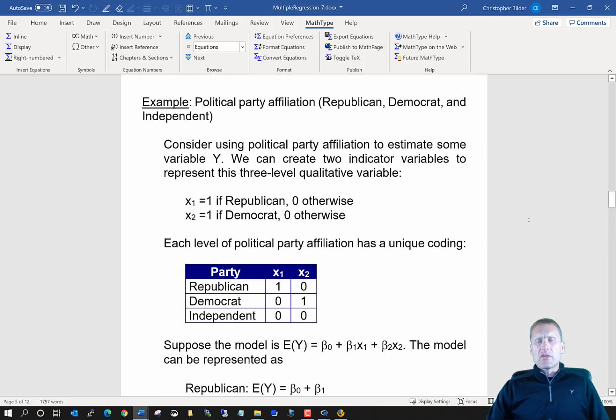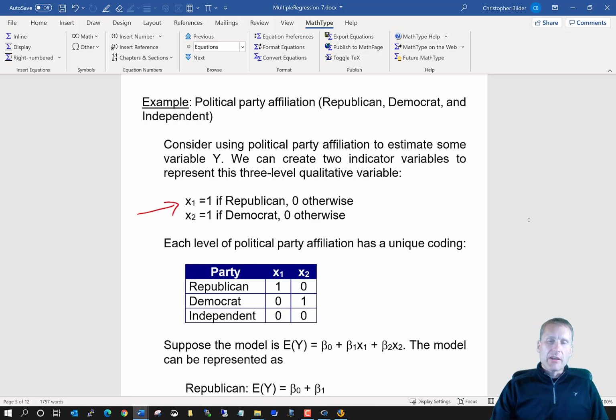Well, let's look at a situation where we have a 3-level qualitative variable and we want to include that in a regression model. Such as political party affiliation, let's say Republican, Democrat, and let's say there's just one other level, we'll call it independent. Then we can form 2 indicator variables to represent the 3-level qualitative variable. Before, we had a 2-level qualitative variable, and we only needed 1 indicator variable.